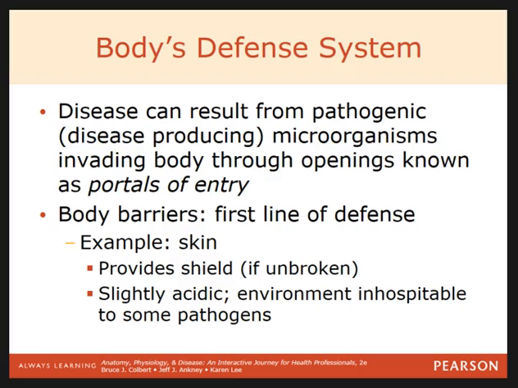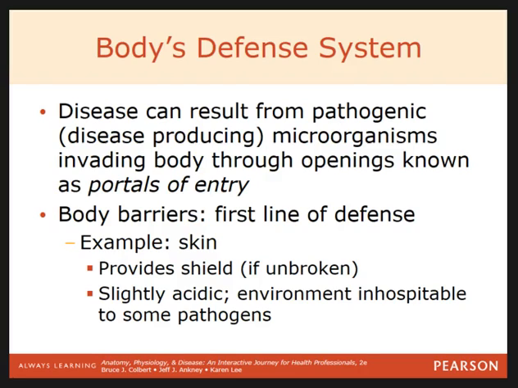So disease can result from pathogenic microorganisms. The term pathogenic means disease causing or disease producing. These microorganisms can invade the body through openings known as portals of entry. So how does the body protect itself against these pathogenic microorganisms?